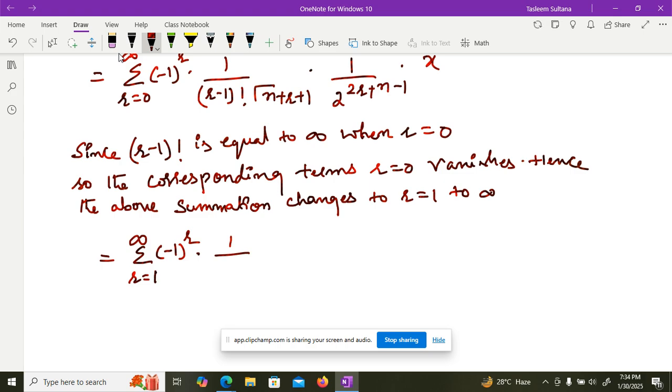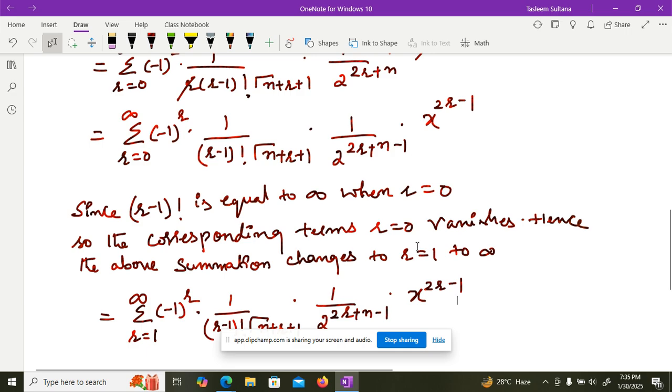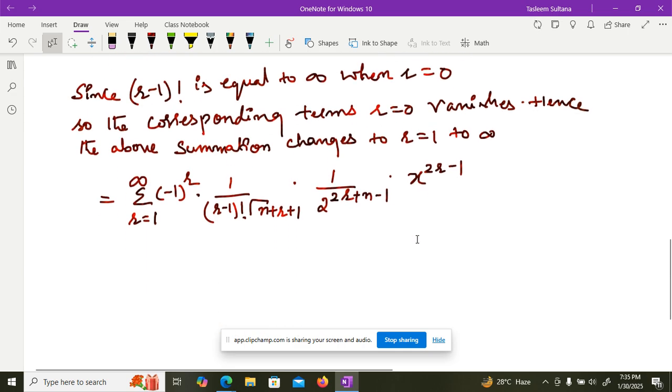It is equals to summation r is equals to 1 to infinity minus 1 to the power of r, 1 divided by r minus 1 factorial gamma of n plus r plus 1, into 1 divided by 2 to the power of 2r plus n minus 1, x to the power of 2r minus 1, where we have to reduce this into the definition form. So in the definition we are having r factorial, but we fall down to r minus 1. So in that case what we are going to do, we will substitute this r minus 1 as some variable.